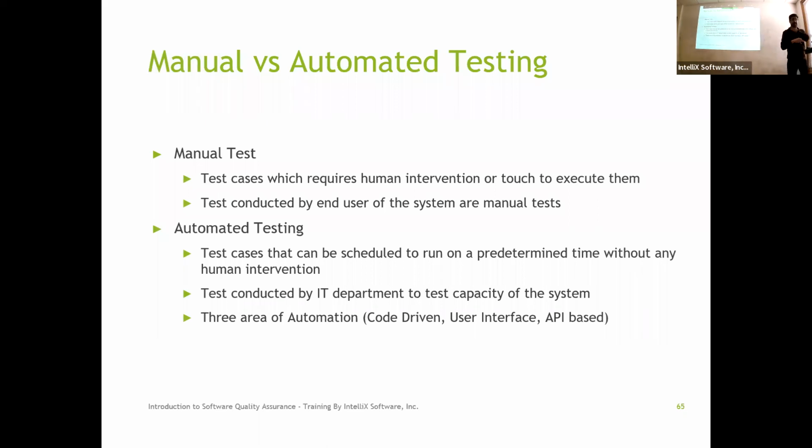So if it is manual testing, it's testing which requires a human touch or human intervention to do anything. Automated testing is essentially run on a predetermined event basis, whether it's a nightly timed batch or when certain things happen, it triggers those tests. And then you don't need a human to intervene and do that.